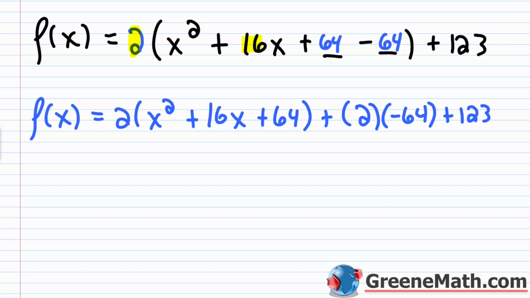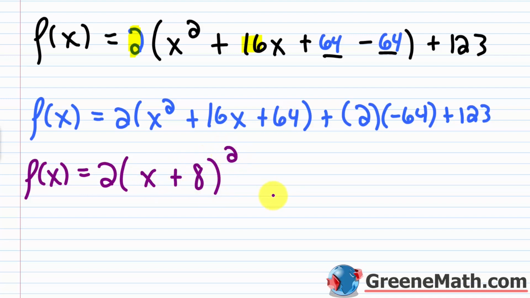All right, so now what we want to do is write this. We'll say f of x equals 2 times the quantity. Okay, this would factor into what? It's x plus, we know that 64 came from us taking 8 and squaring it, so this would be 8, and this would be squared, and then we would have 2 times negative 64, which is negative 128, and then plus 123. We know that negative 128 plus 123 would be negative 5. So this would be your vertex form. You have f of x equals 2 times the quantity x plus 8 squared and then minus 5.